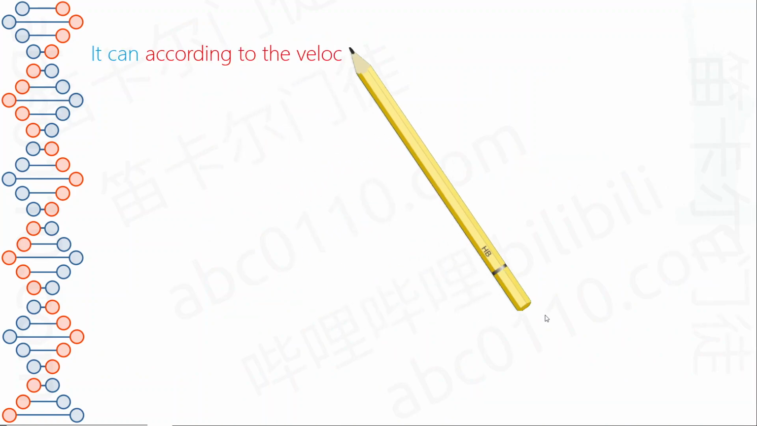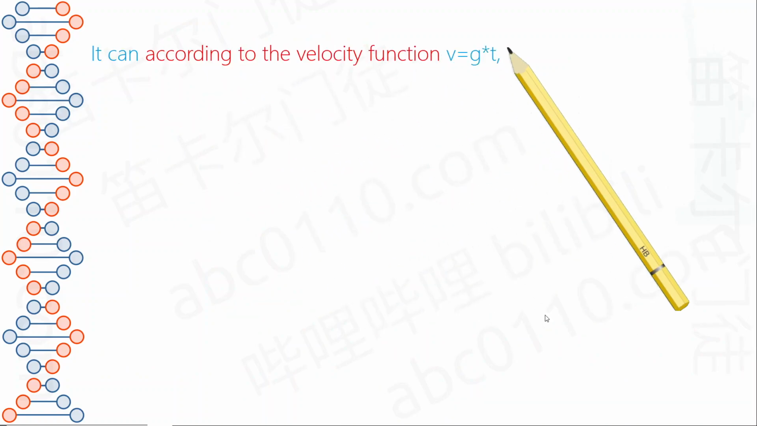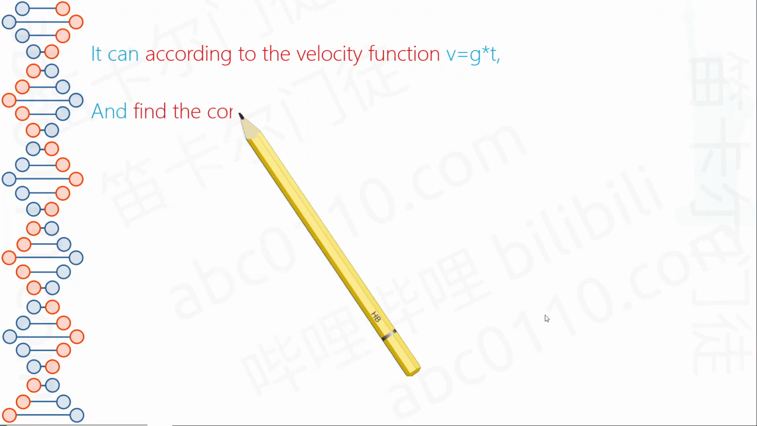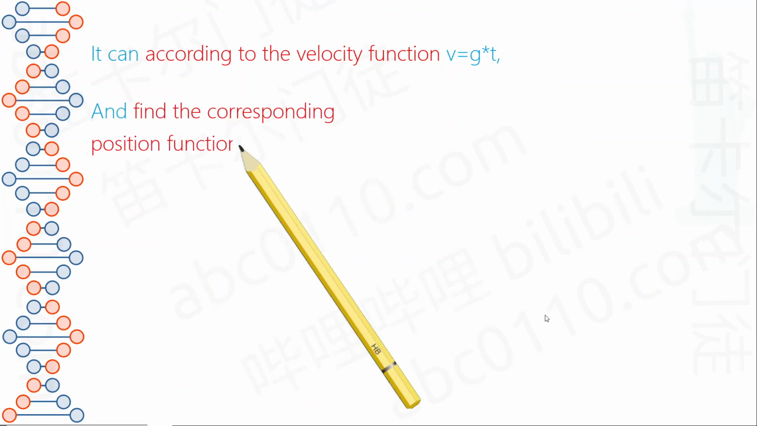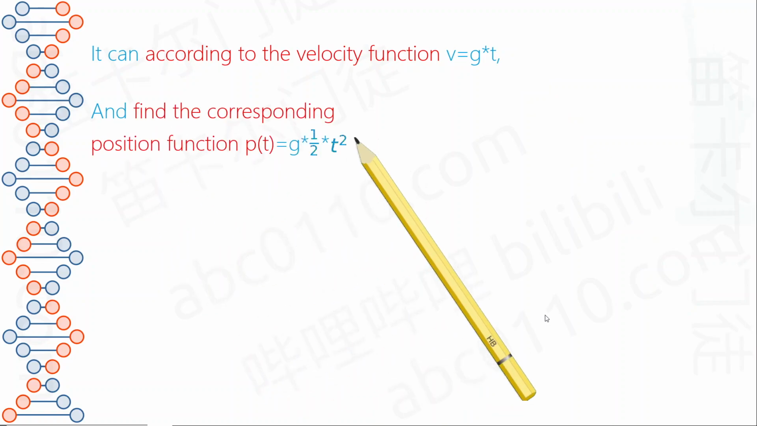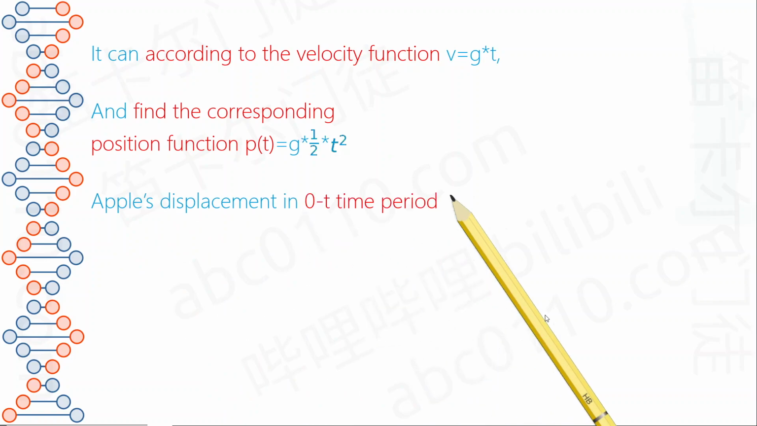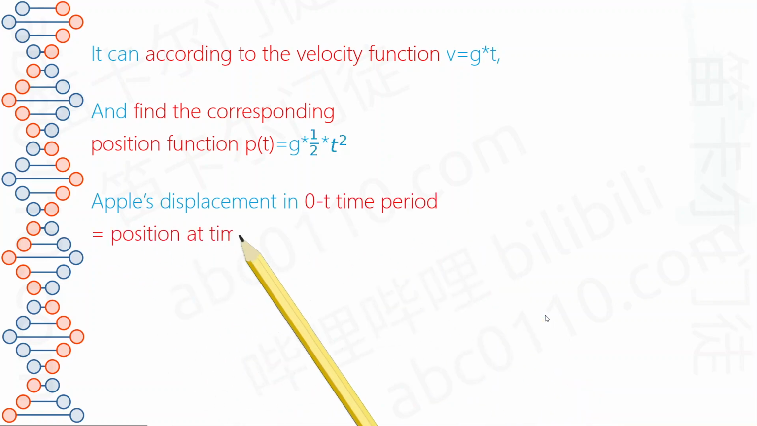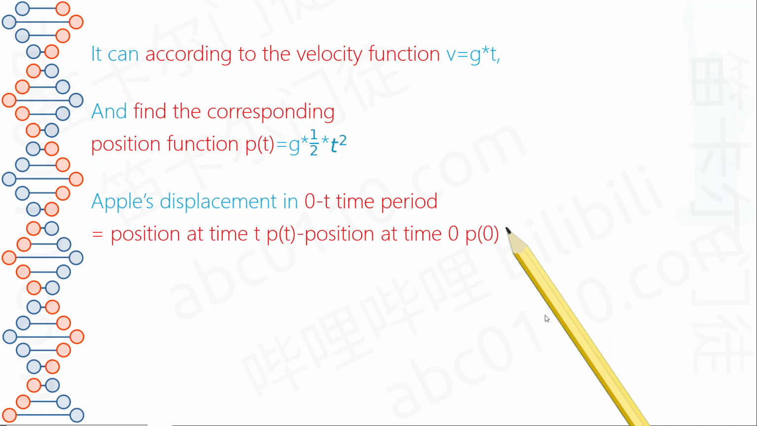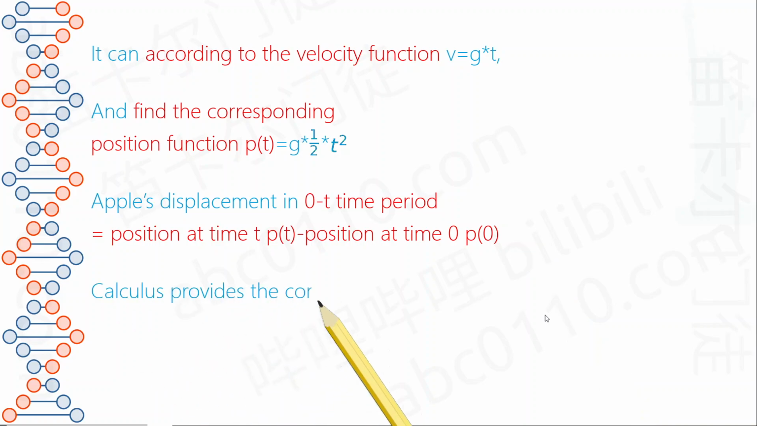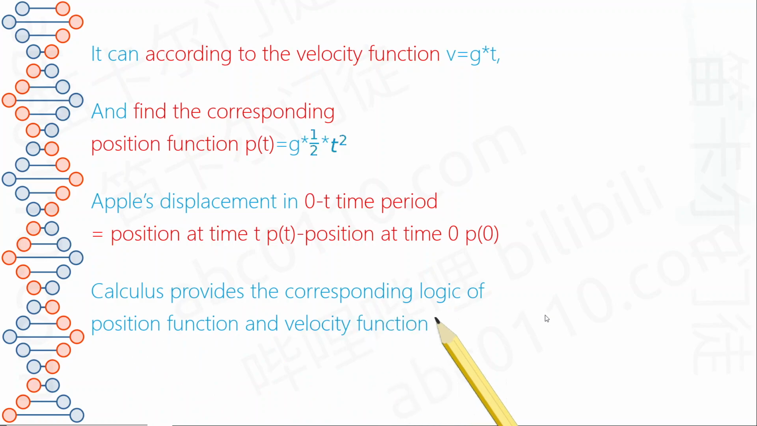It can, according to the velocity function v equals g multiplied by t, find the corresponding position function p(t) equals g multiplied by one half multiplied by t squared. The apple's displacement in the 0 to t time period equals the position at time t, p(t), minus the position at time 0, p(0). Calculus provides the corresponding logic of position function and velocity function.